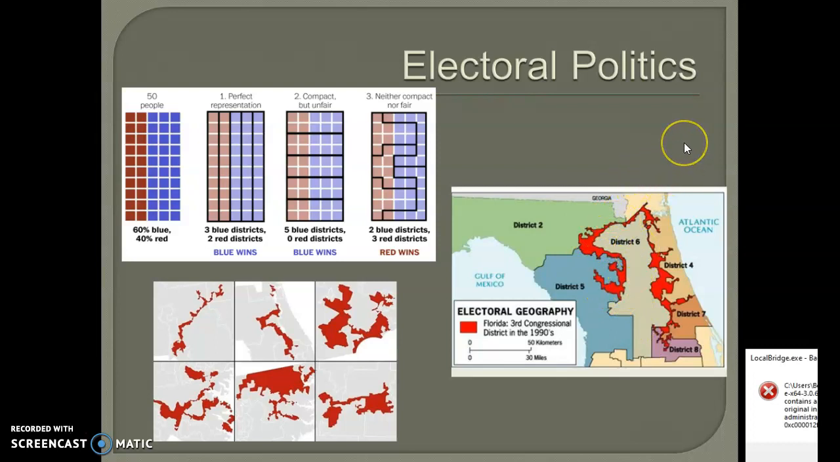Right, so electoral politics are certainly an issue. Voting rights are an issue. Taking away polling places, taking away voter registration, making it more difficult to register, requiring IDs, can all be ways that people try to manipulate the system for their particular benefit.